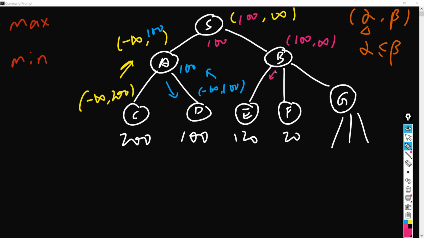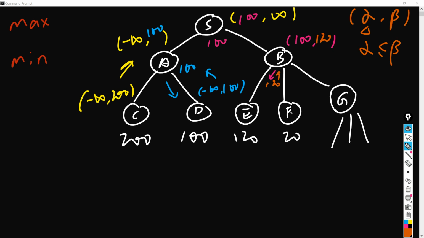So here it goes down and checks, since it's a minimize algorithm here, so it will compare 120 and infinity. Since 120 is smaller than infinity, it will update the infinity to 120. I should have more colors. Sorry, it will be 120, and it will update the value 120 to B first.